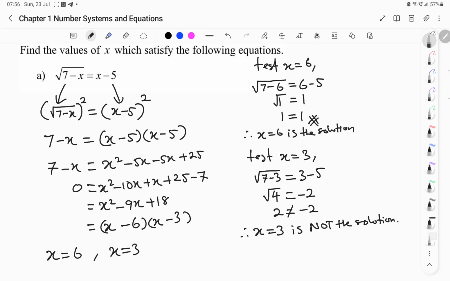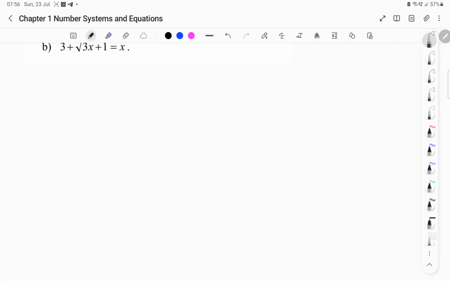So I beg you, please do not forget to test when you get the value of x. You might get more than 1, that's why you have to test them. If you get only 1, you also need to test it, if it's a surd problem like this. Okay, let's go to the next one.